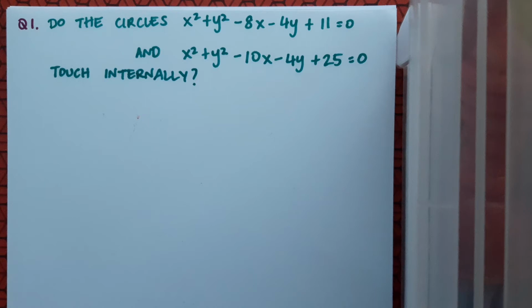Here's one to do yourself. So do these two circles, x squared plus y squared minus 8x minus 4y plus 11 equals 0, and x squared plus y squared minus 10x minus 4y plus 25 equals 0, touch internally? Pause the video here, give this a shot yourself, and then play and see if you're correct.